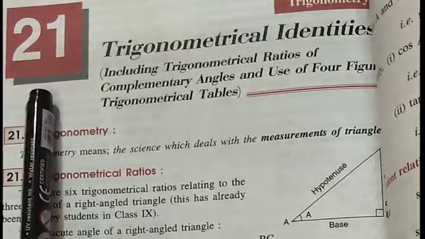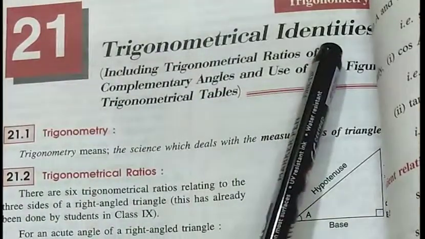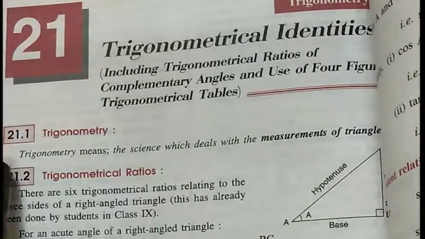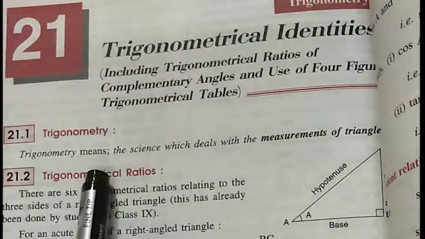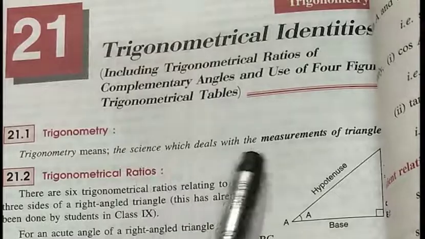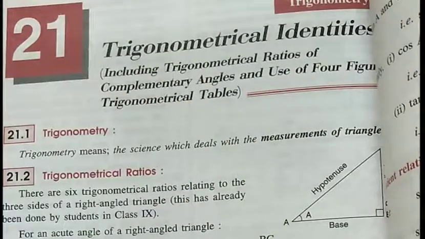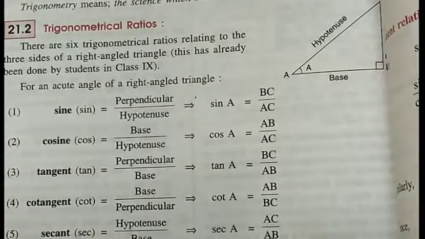Chapter 21, Trigonometrical Identities. Trigonometry means the science which deals with the measurements of triangles. In class 9th, you have studied about trigonometrical ratios.